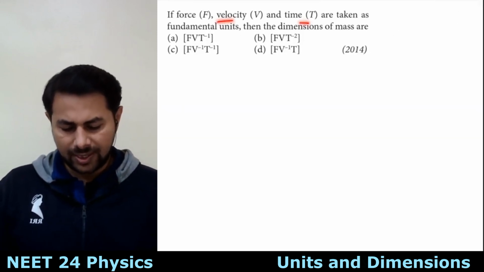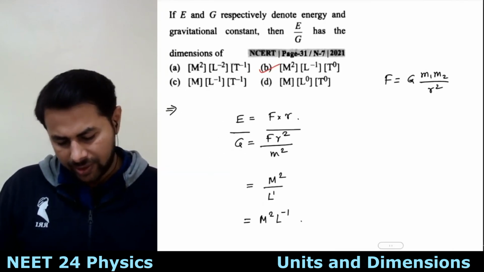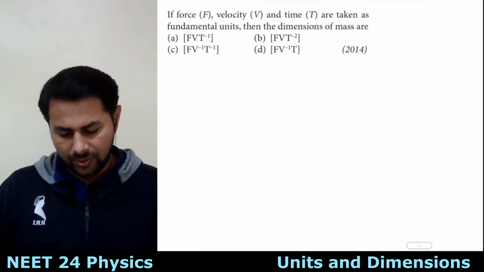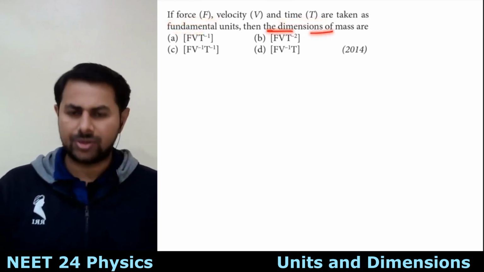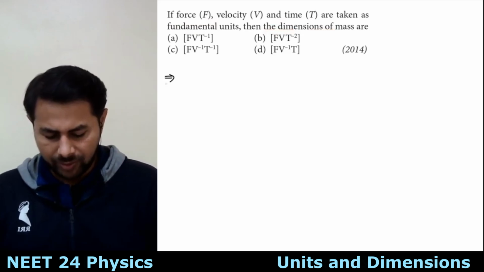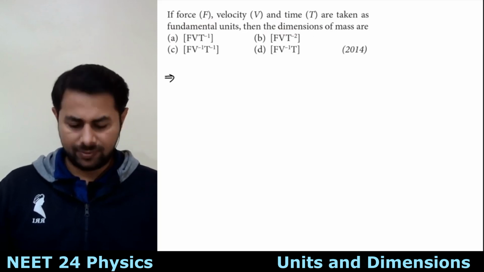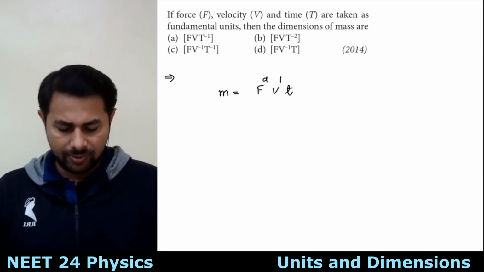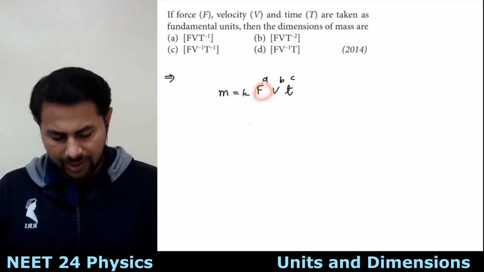If force, velocity and time are taken as fundamental units, then the dimensions of mass are... Is it repeated? That was force, velocity, it wasn't even velocity. Okay, if force, velocity and time are taken as fundamental units, then dimensions of mass are. Tell me, what will you do? Force, velocity and time. You want mass in terms of force, velocity and time. There will be some a, b, c, right? So force can be written as what?